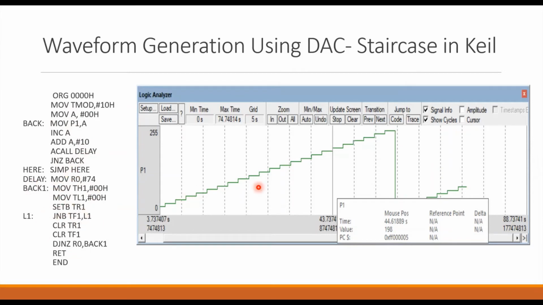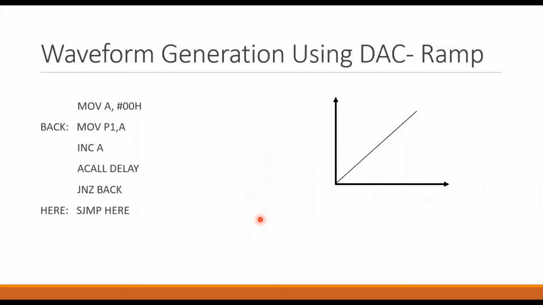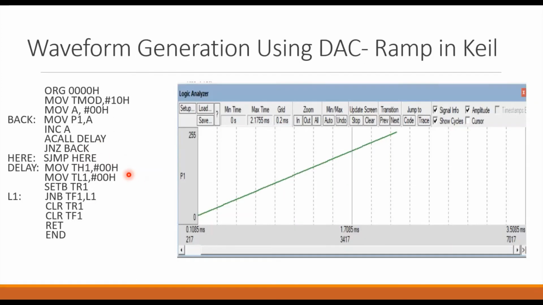So this way you can generate a staircase waveform. Now, to generate a ramp: ramp is a very sharp wave, so you don't need to see those stairs in it. So obviously what you have to do is reduce the delay. Here the program is the same: loading a value into the accumulator, moving it into port 1, then incrementing it and going on. Only the delay routine is different.